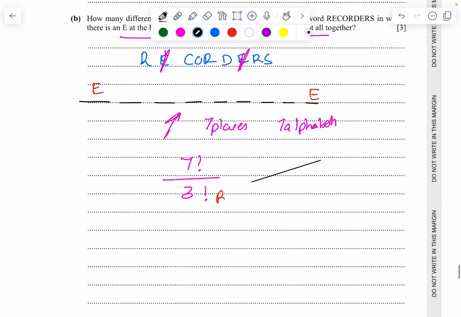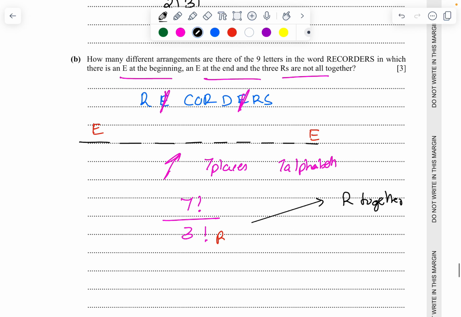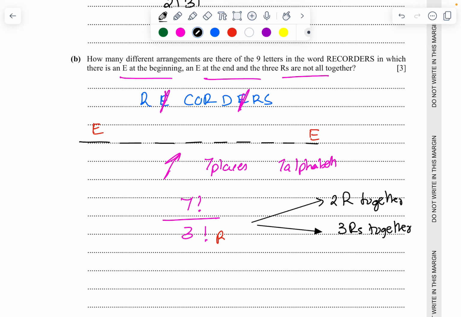In this one, what are the different options I have? R's together: 2 R's together, then I get 3 R's together, and again 0 R's together.